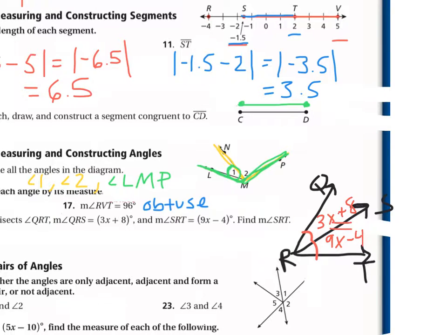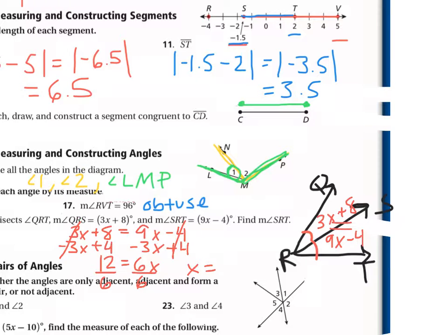So we would set up this equation by saying 3x plus 8 is equal to 9x minus 4. And now we would solve for x. Subtract 3x from both sides, add 4 to both sides. So we would get 12 is equal to 6x. Divide both sides by 6, and x is equal to 2.